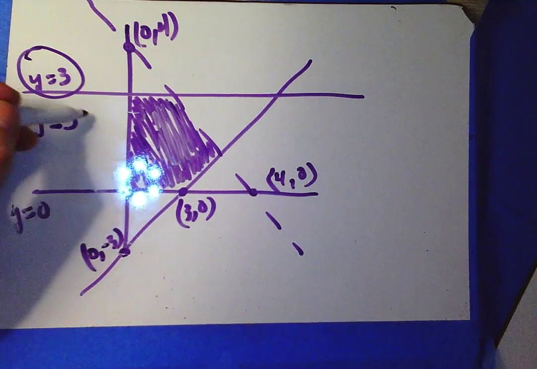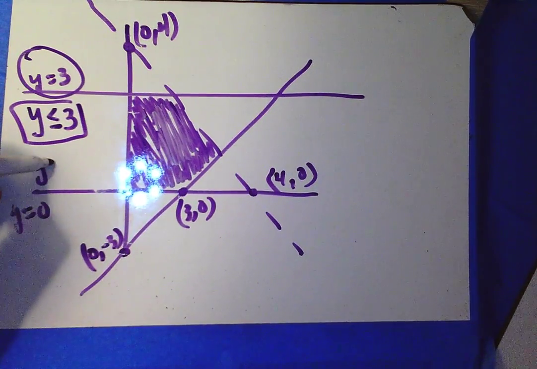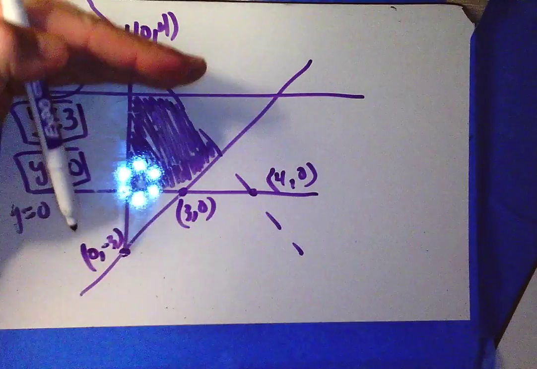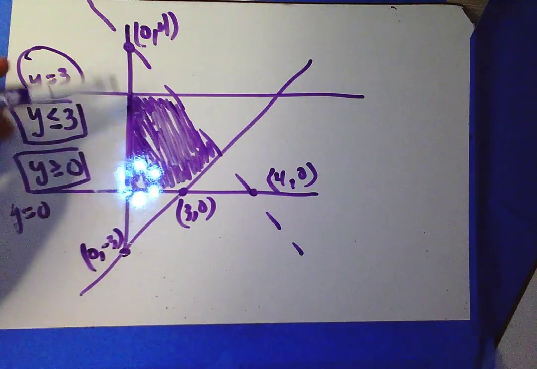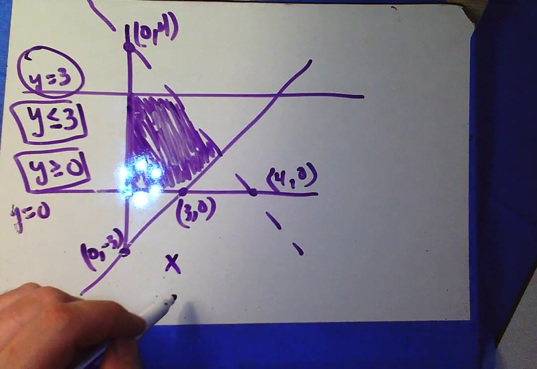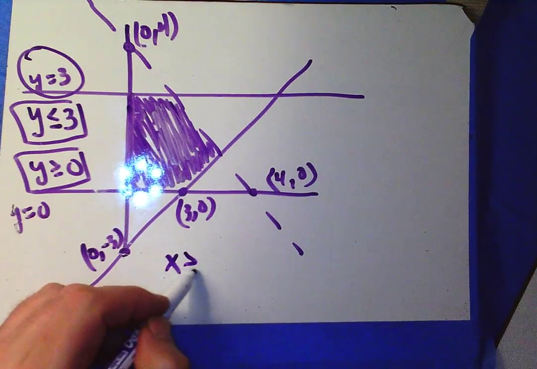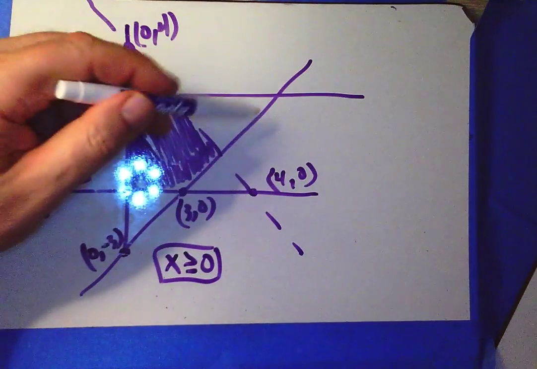That's the top inequality. The bottom inequality is y is greater than or equal to 0. I want all the y values bigger than 0. Now what about this vertical line? Remember, vertical lines are x equals, and I want the x values that are greater than or equal to 0. So that's 3 of my inequalities.